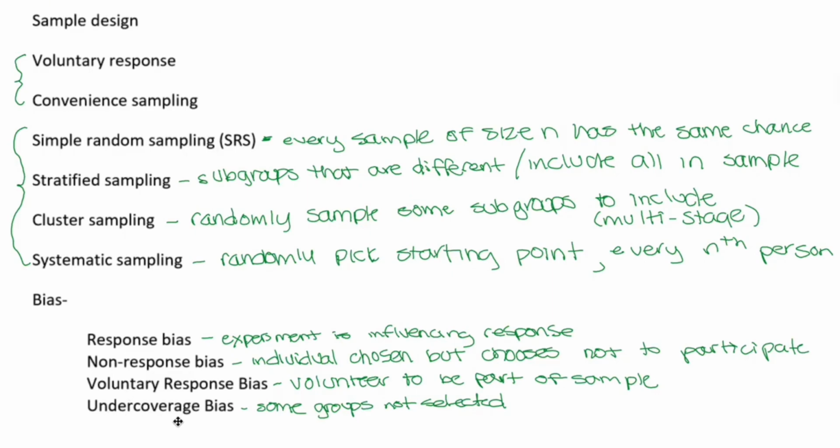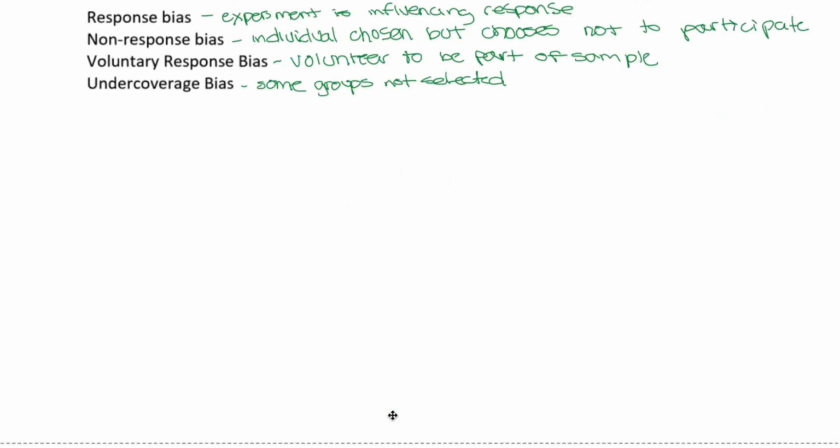And undercoverage bias is when some group is not selected. So basically, when we're doing our sample, some members are not included, but we still want to examine the whole population. Because several members were not included, it will definitely draw bias to our conclusion.